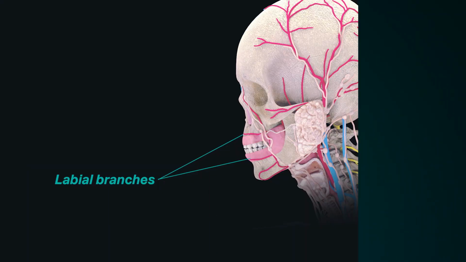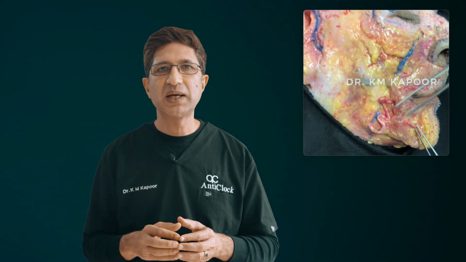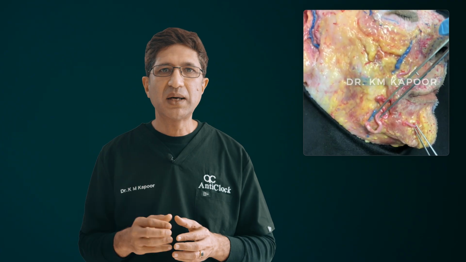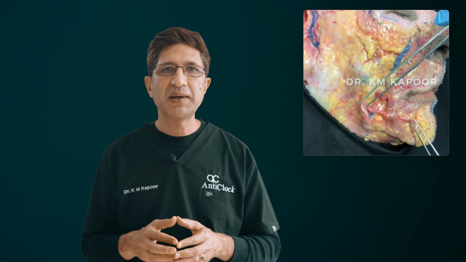The facial artery gives rise to several key branches that are important to know when performing injectable treatments. The facial artery gives labial branches. These are the branches which supply the upper and lower lip. The proximity of these branches to the lip filler injections makes it crucial for injectors to understand their path to avoid hitting these vessels, as it could lead to bruising or vascular occlusion.